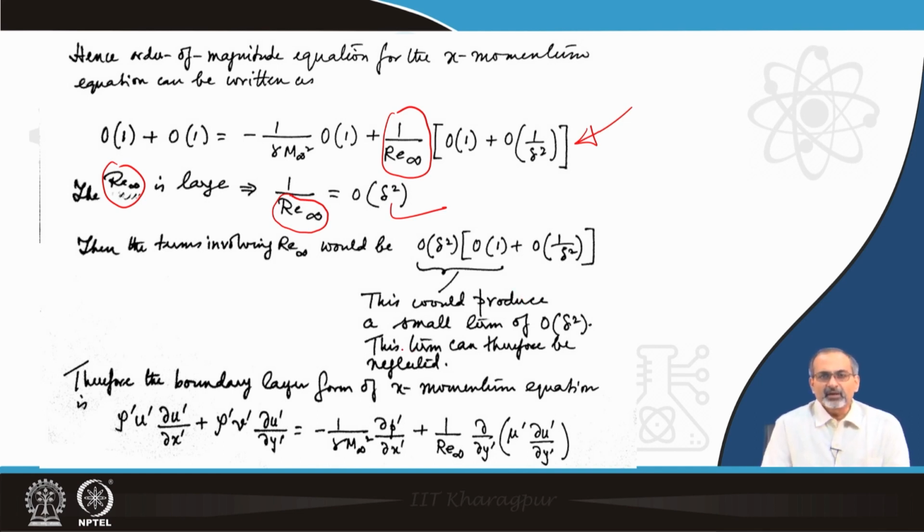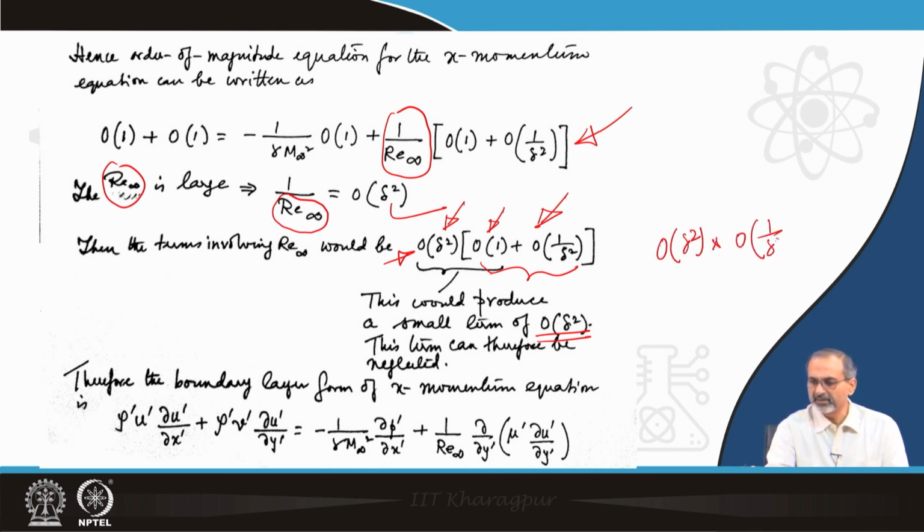So, the terms involving Re infinity in terms of order of magnitude would then figure like this. You now have an order delta square sitting outside the square bracket in the form of a coefficient operating on these two terms. What will happen inevitably is the first term, which was of order 1, when multiplied with this would become very small. It would basically become of order delta square, and therefore, you can neglect it because it is a really small term. While when you multiply this with the second term, which is of order 1 by delta square, you end up getting an order 1.